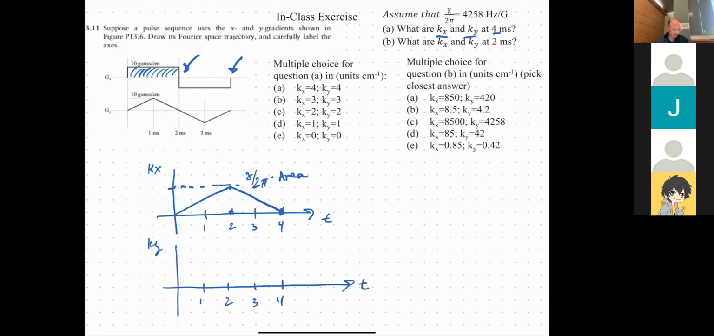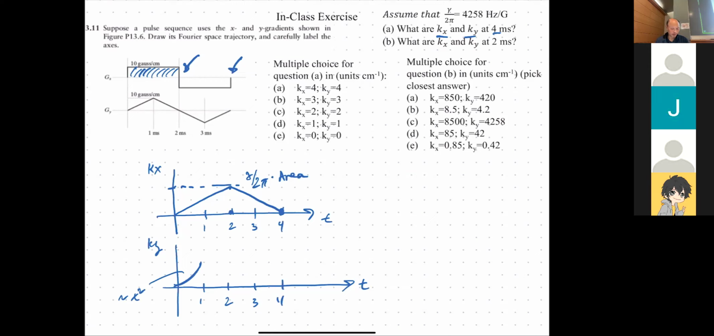From 0 to 1, I'm integrating a line. So what's the integral of x? If I have a function like y equals x, what's the integral? Anyone? Come on. X squared over 2. Yeah, something related to x squared over 2. Good. So from here to here, we're going to have something proportional to t squared. How about from 1 to 2 milliseconds?